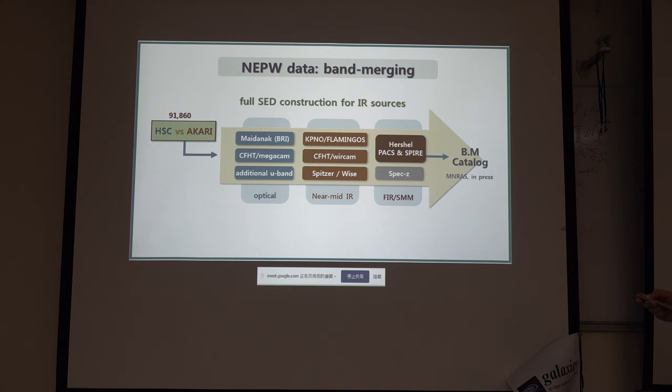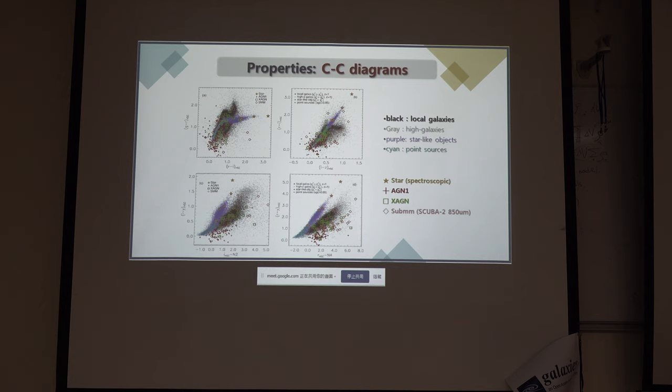So I think this is, we discussed using a color diagram, but I don't want to go into too much detail here. The interesting thing is the stellar sequence stays together with the extragalactic sources. The black dots represent local galaxies with photometric redshift less than one. And gray dots represent the high redshift galaxies with photometric redshift higher than one.